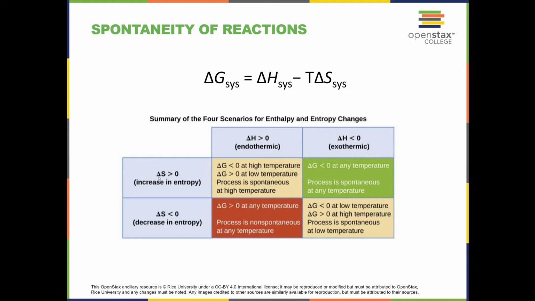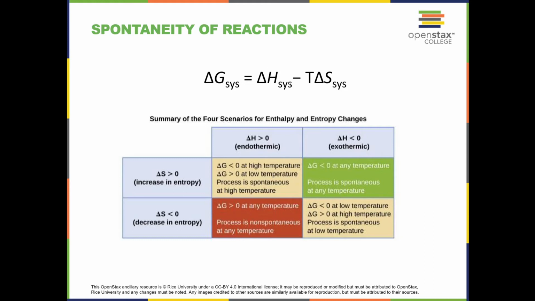So we have delta S being greater than 0 and delta S being less than 0, so increase in entropy and decrease in entropy. We also have delta H being greater than 0, endothermic, or delta H being less than 0, exothermic. And let's talk about whether or not the reaction will be spontaneous or non-spontaneous. The first example that I'd like to look at is the case where delta S is less than 0. So we lose entropy and the reaction is endothermic, meaning delta H is greater than 0.